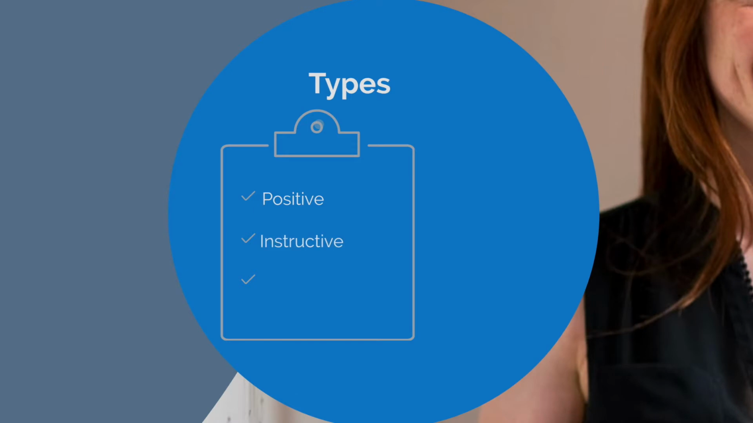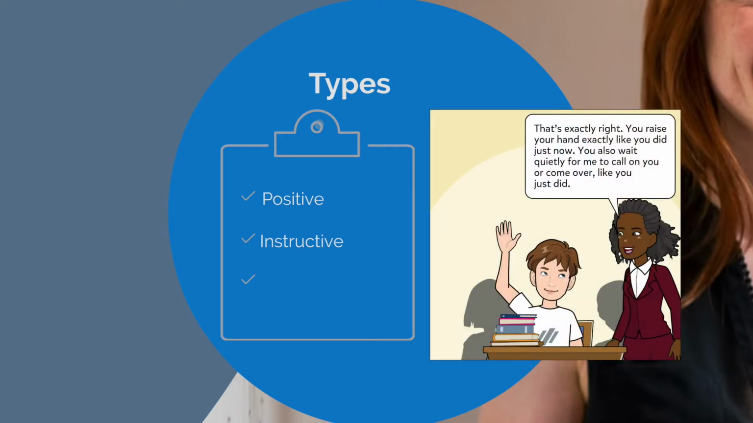Next is instructive feedback. This type of feedback is used to make student learning more efficient by providing additional information about student behavior. For example, assume you are giving your class instructions for a group assignment. You say, "Someone tell me what you should do if you need my help." A student raises his hand and you call on him. He says, "You should raise your hand."